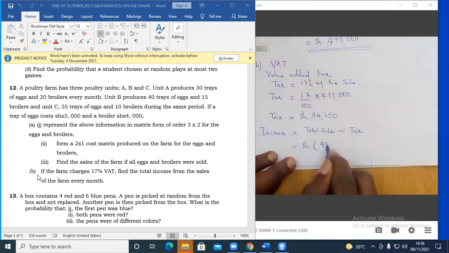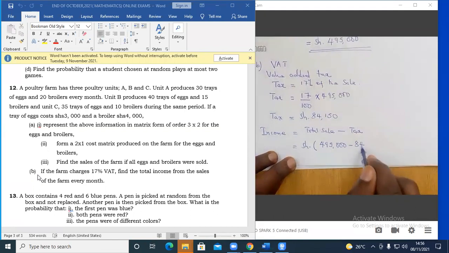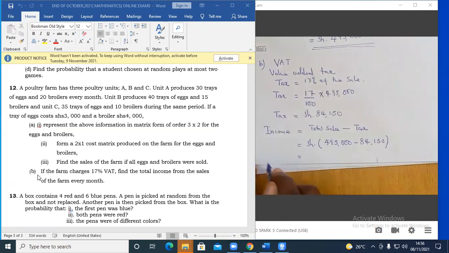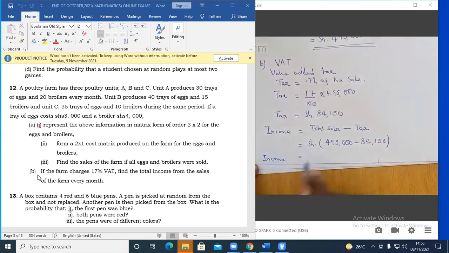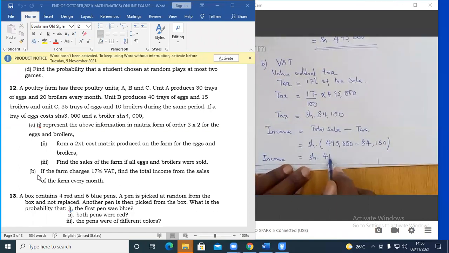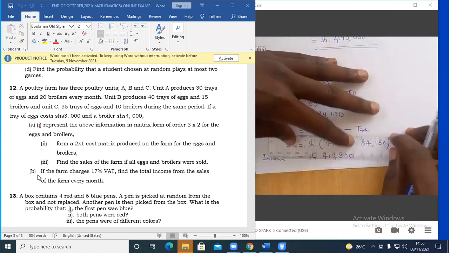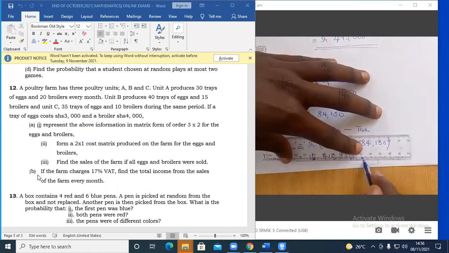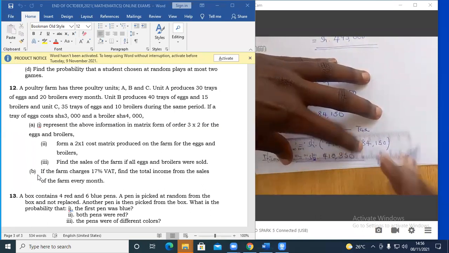Our sale was 495, minus 84,100. So what do you get? 410,850. That's the income. The income. Okay?